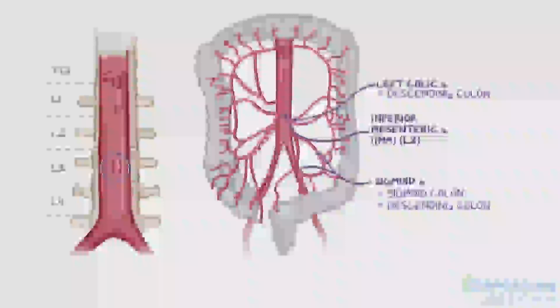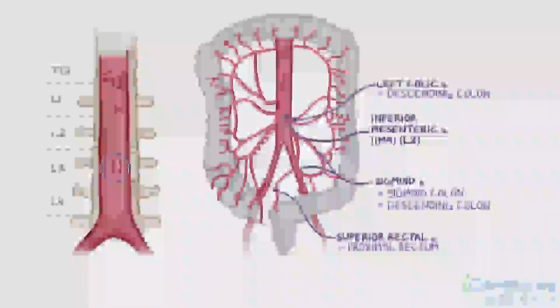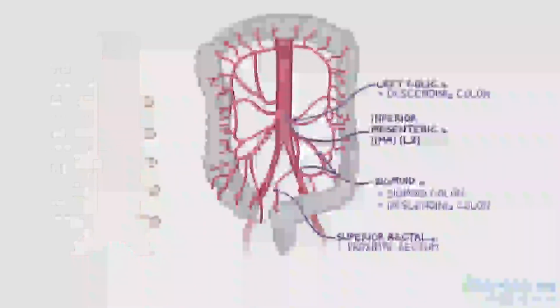The last branch of the IMA is the superior rectal artery that supplies the proximal part of the rectum via the left and right branches that follow it retroperitoneally into the pelvis. Some of its branches anastomose with the sigmoid arteries as well. Let's take another break and see if you can identify the main branches of the superior and inferior mesenteric arteries.